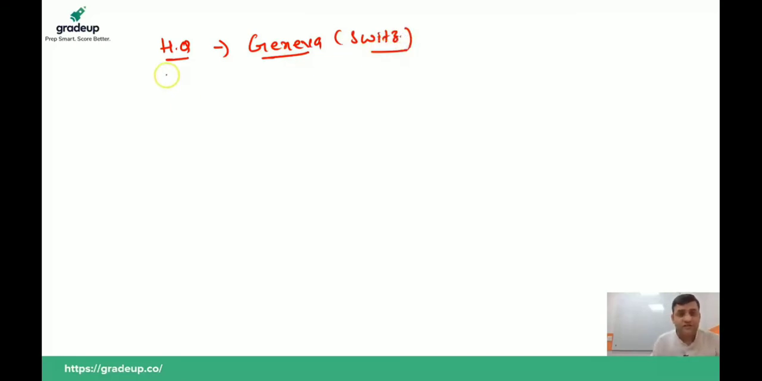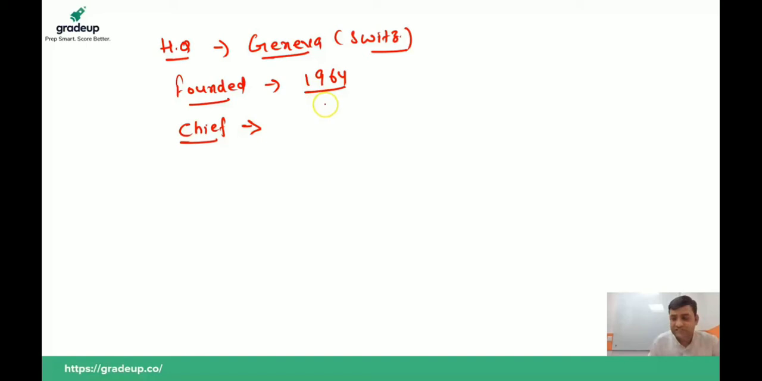And this was founded in the year 1964. UNCTAD, founded 1964. And the chief of the UNCTAD is, you will say, Mukhisa Kitui. Mukhisa Kitui is the head, or chief, of the UNCTAD.